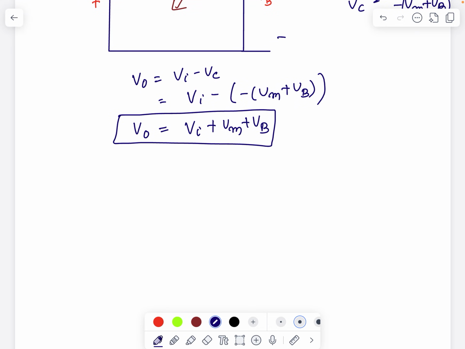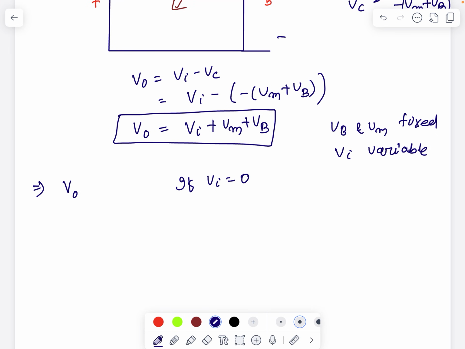So in this output voltage equation, as I told, this Vb is the reference voltage and this Vm is fixed. This value is fixed. Only the Vi is variable. So I can put it here. If Vi equal to 0, so I'll get here V0 equal to Vm plus Vb.